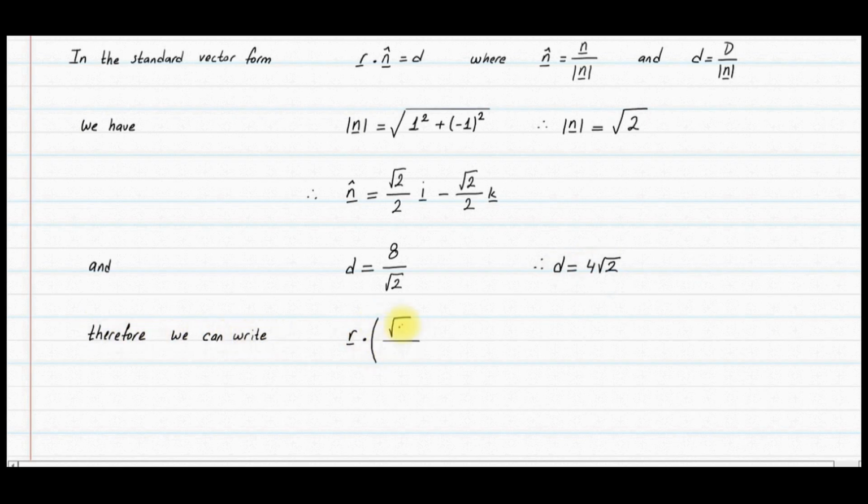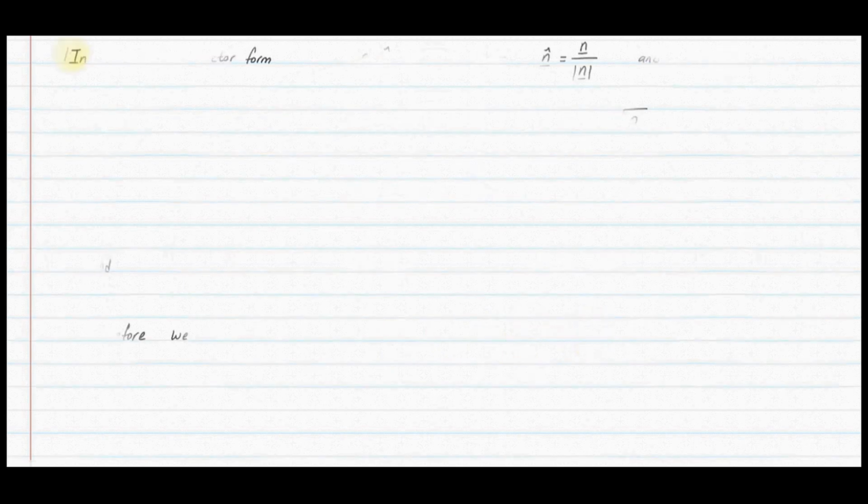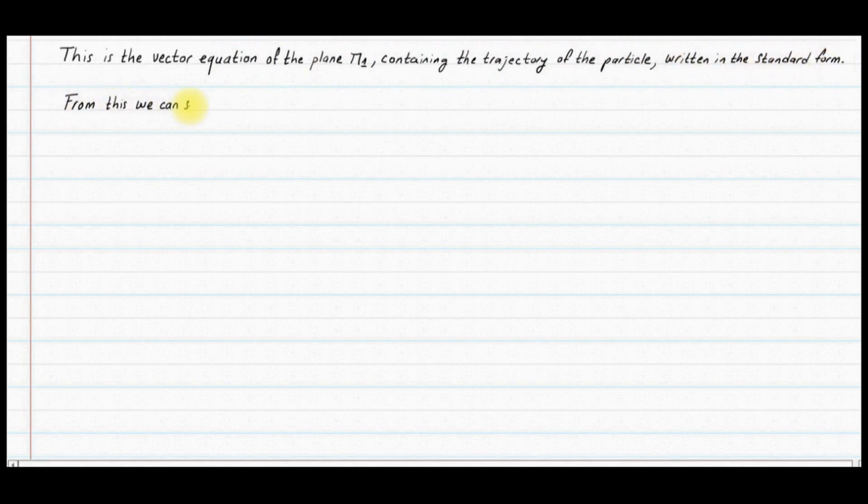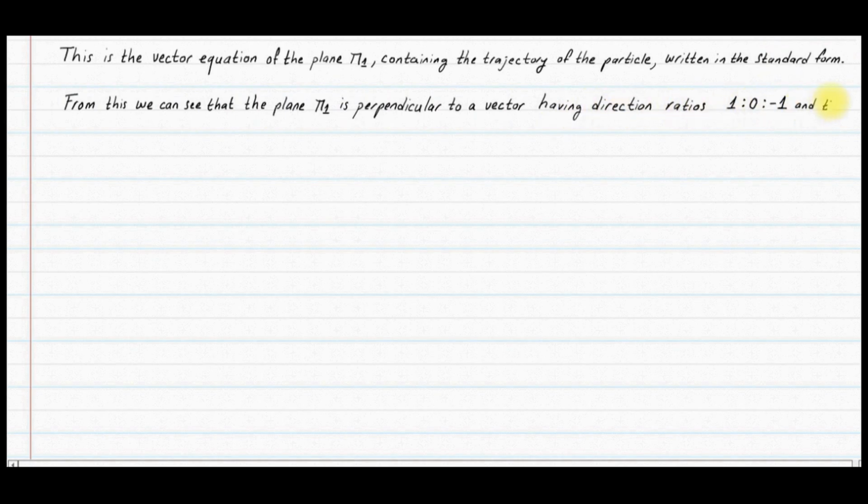Therefore, we can write r dot (square root of 2 over 2 i minus square root of 2 over 2 k) equals 4 times square root of 2. This is the vector equation of the plane pi1 containing the trajectory of the particle written in the standard form. From this, we can see that the plane pi1 is perpendicular to a vector having direction ratios 1, 0, -1, and the distance between this plane and the origin is 4 times square root of 2 units.